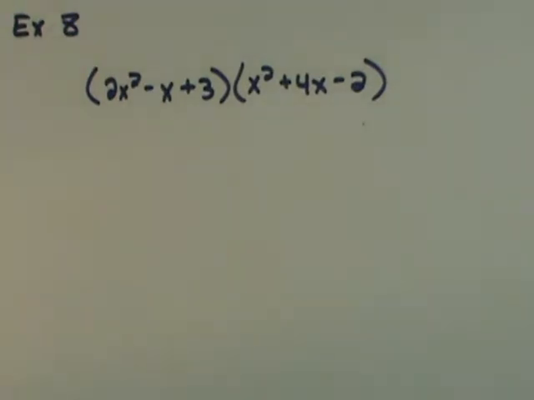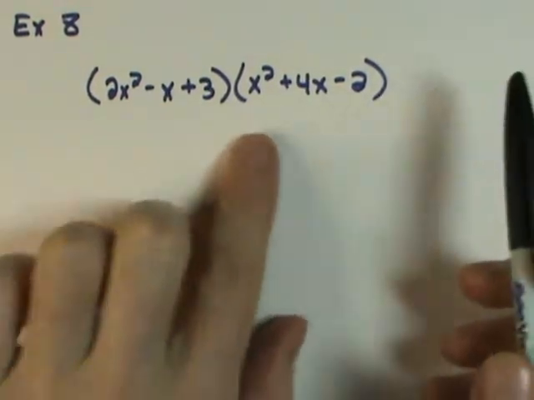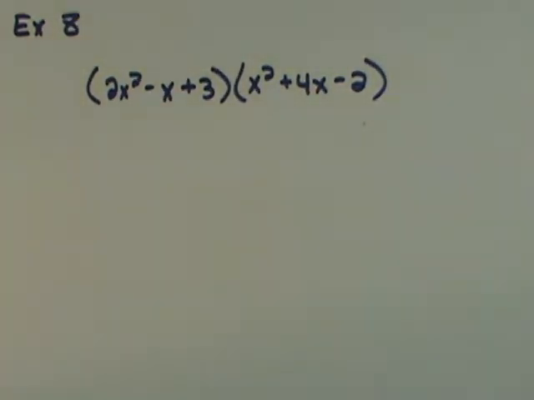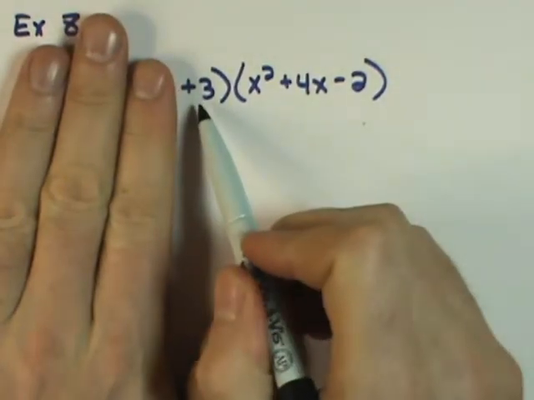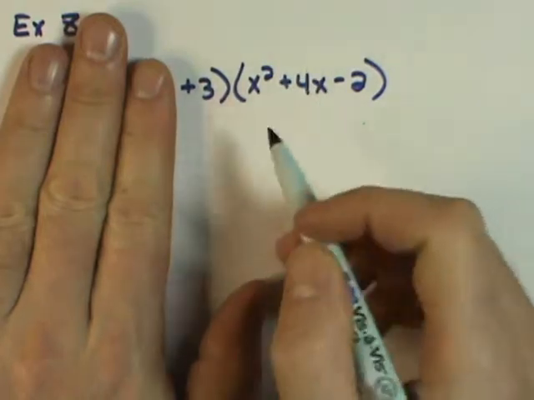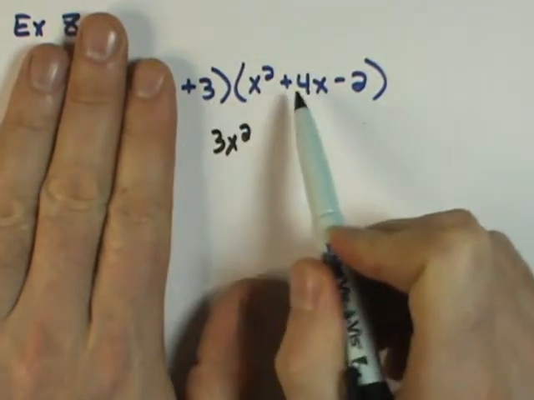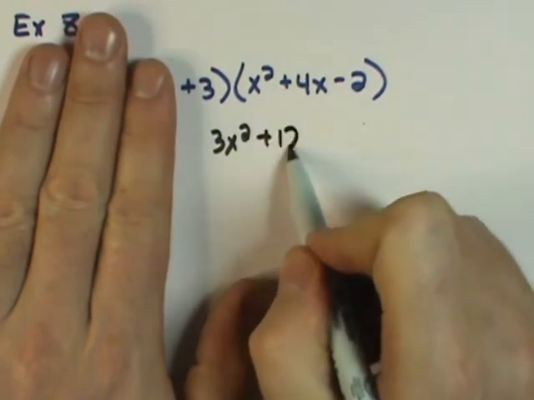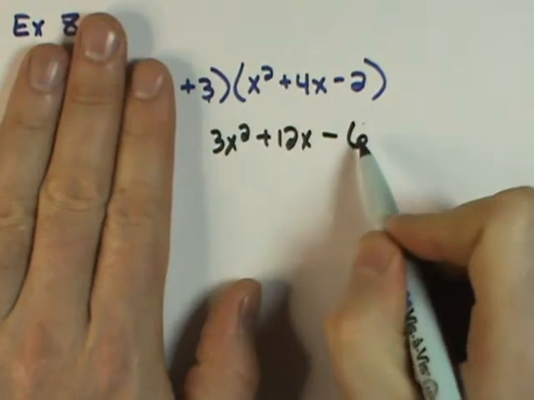So I at least wanted to give you one example where we have 3 terms times 3 terms, or a trinomial times a trinomial. Nothing changes. I'm going to start with that rightmost term, and I'm going to distribute that across. And so I go 3 times x squared is 3x squared. 3 times 4 would be 12. Bring the x down. And 3 times negative 2 is negative 6.